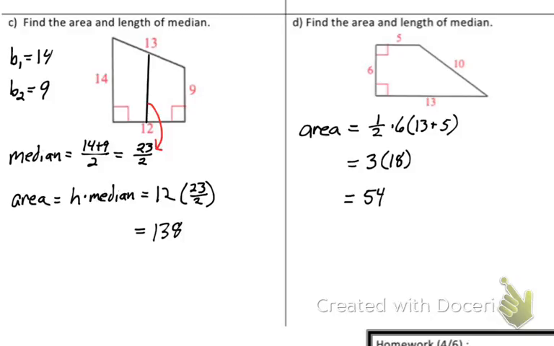All right, median. Our median is just going to equal that 13. Actually, let's find median a different way. Now, let's just stick with it. You guys can figure that out. 13 plus 5 divided by 2 is 18 divided by 2 is 9. So this median length right here is 9. Let's just double check. 9 times 6, that's 54. Yep. Area is 54. 9 times our height is 54, so that works.